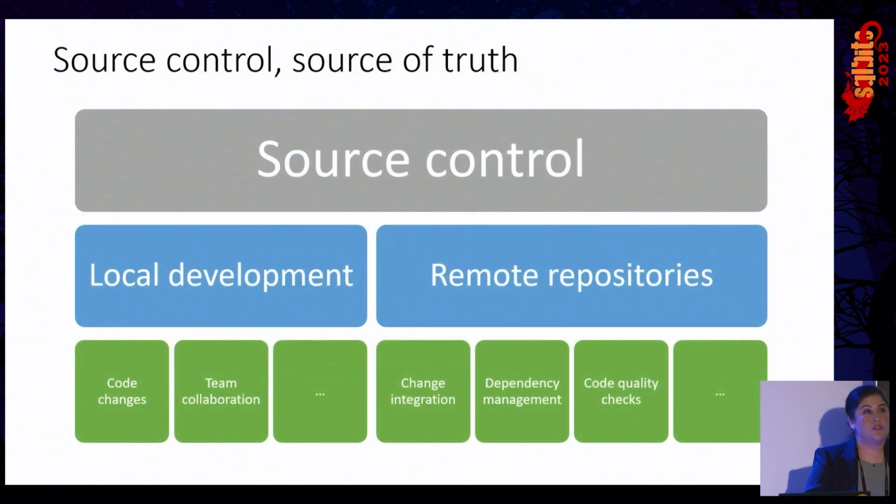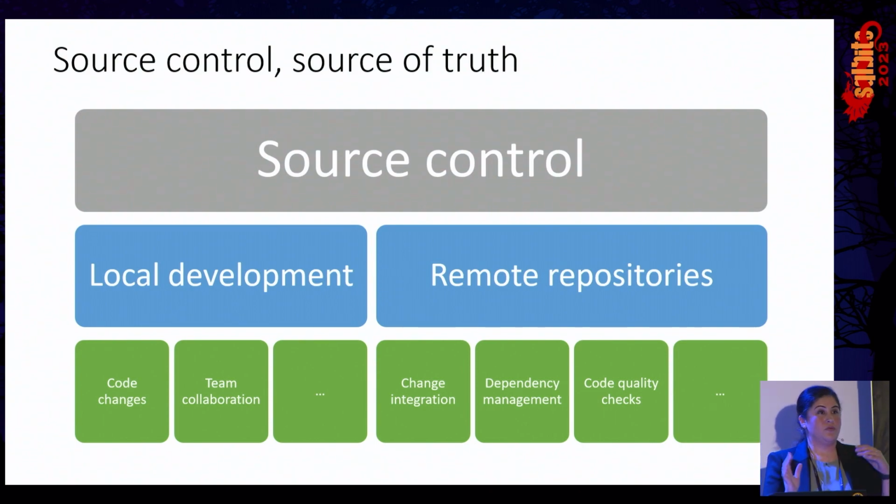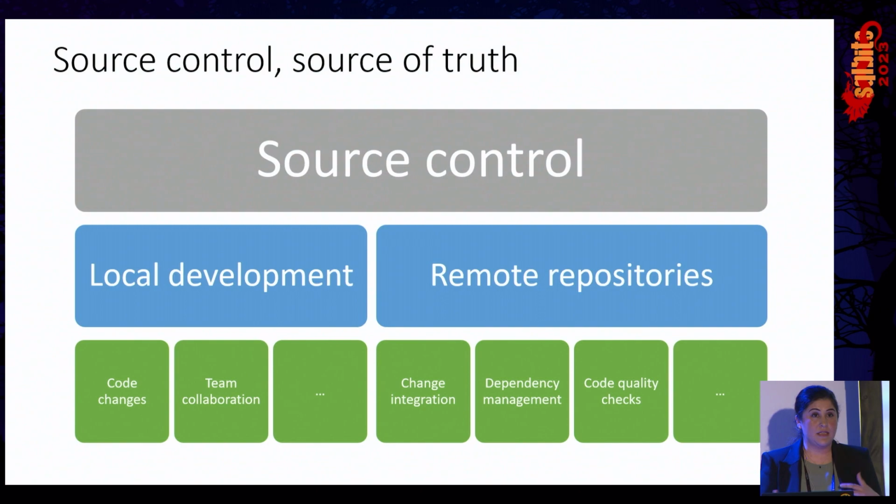In terms of source control, I already mentioned that I look at it from two different perspectives. There's the local development, which involves code changes, team collaboration, and working on multiple different things, and then there are remote repositories. From a GitHub perspective, there could be any change integration process. Sometimes your integration testing you can include as part of your remote repository process. But the key component here is source control.